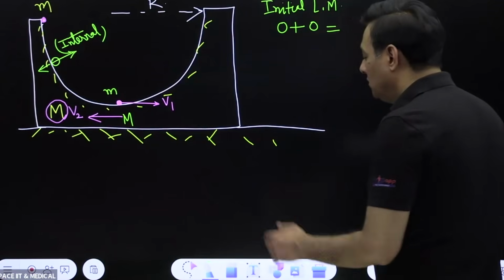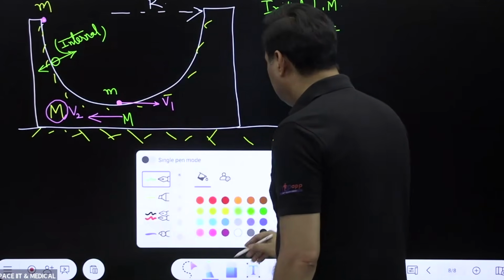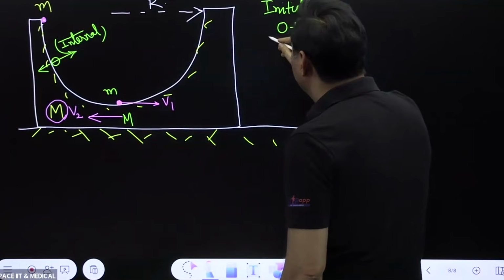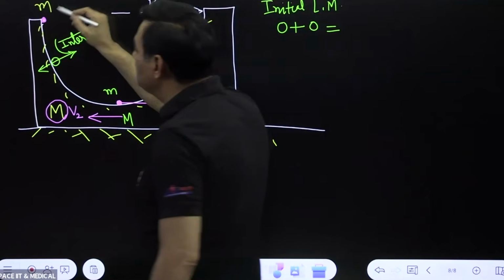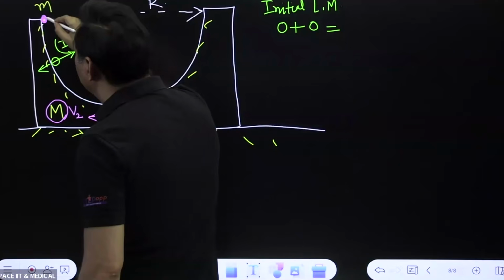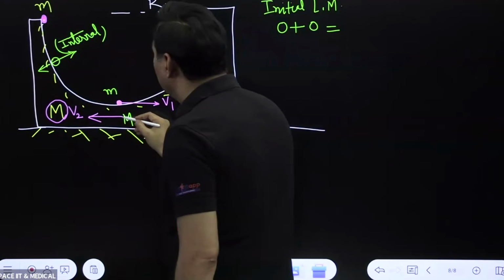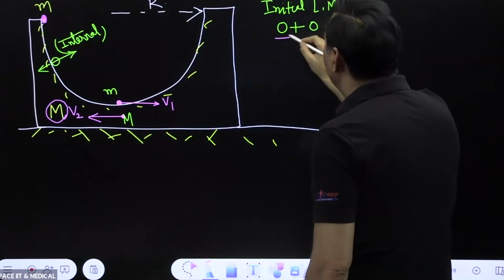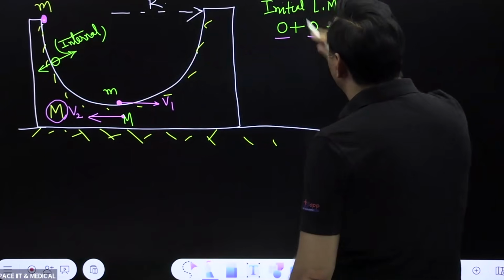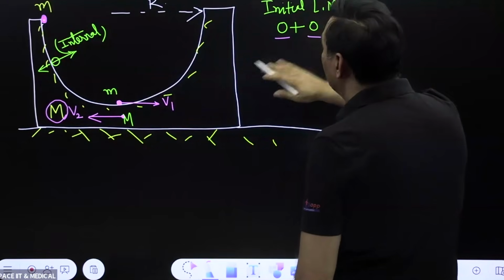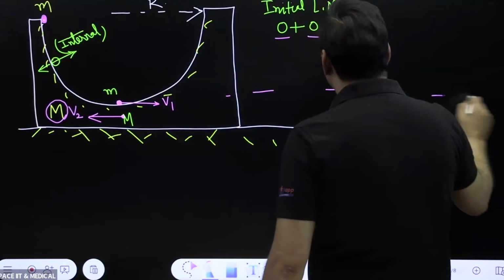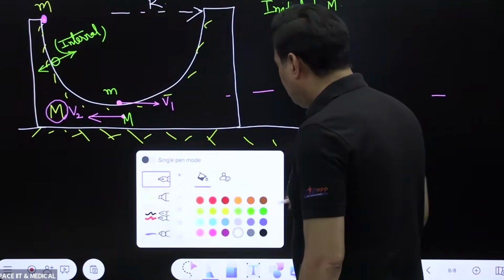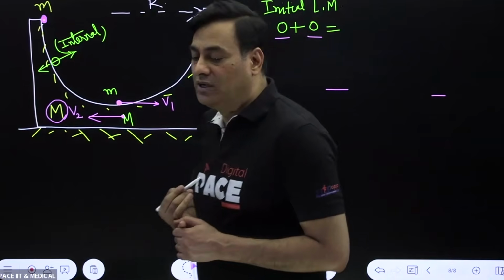Sir, should the initial velocity or final velocity be zero, right? The initial linear momentum of the whole system is zero because everything was at rest. It had no horizontal velocity initially. So initially, linear momentum was zero for small m, zero for big M. Initial linear momentum was zero for the horizontal direction I'm talking about. For the system, we are only doing conservation of linear momentum.